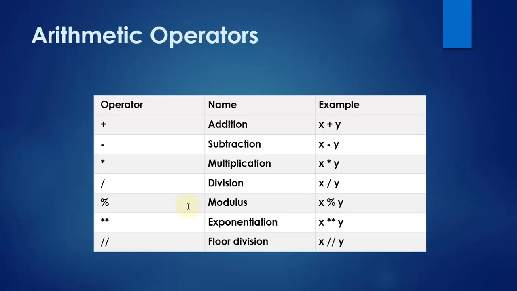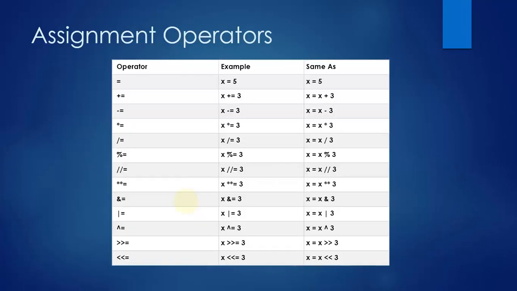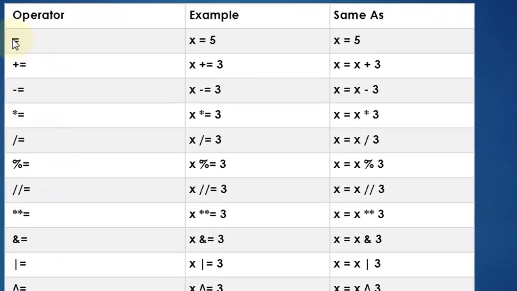Okay, now the next is assignment operators. These are assignment operators. You can see a very simple operator which we have been using till now is equals to. Now for example, we have another assignment operator, plus equals to. It means x plus equals 3 is the same as x is equals to x plus 3. This type of assignment operator is also called a shorthand operator.